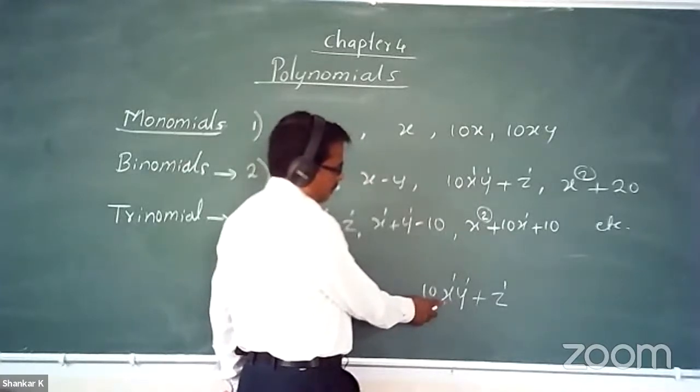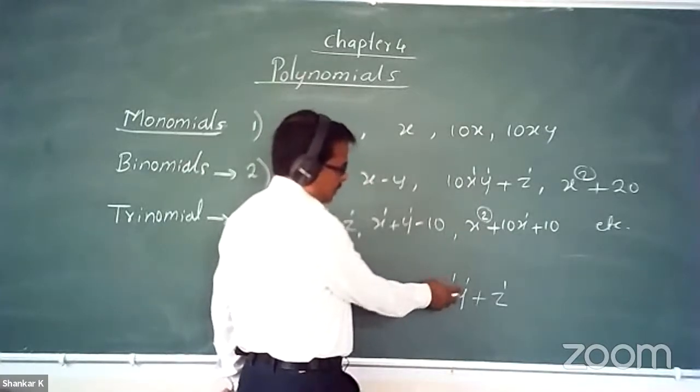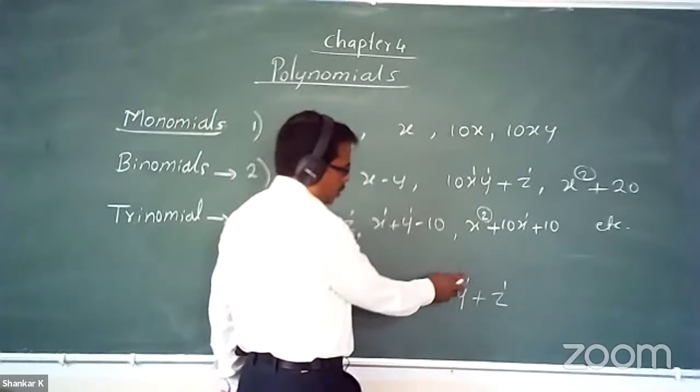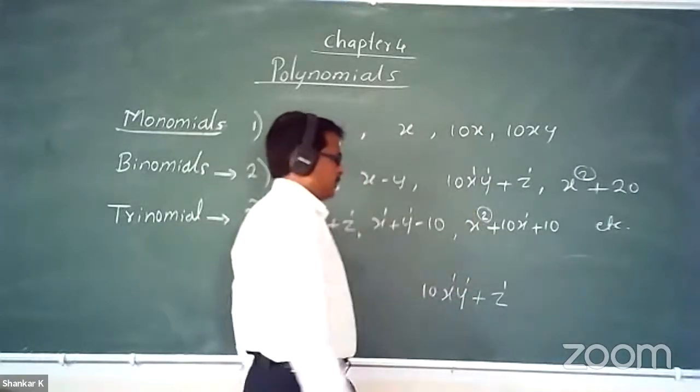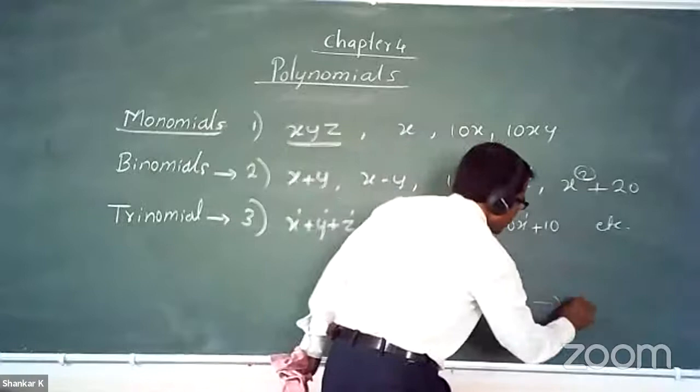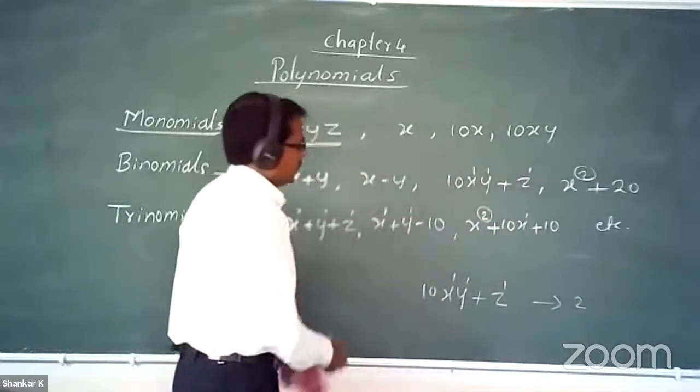The exponent of x is 1. The exponent of y is 1. So 1 plus 1 we should take. So its degree is 2. Degree is 2. Understand it?